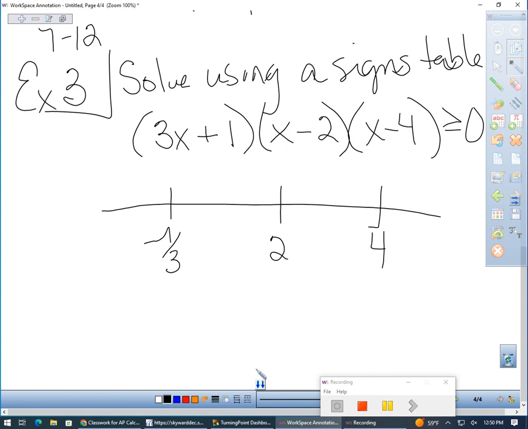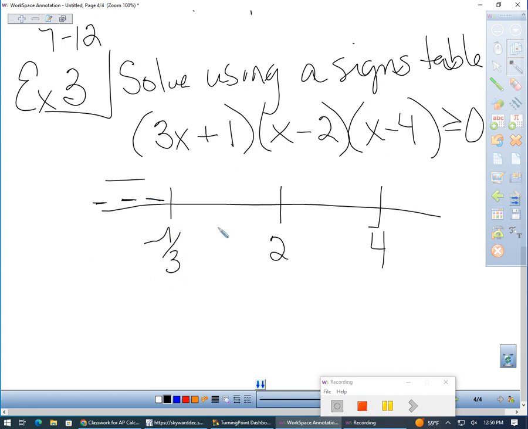All right, now I need to pick a number to plug in that's smaller than negative 1/3. Negative 1, I agree. Sometimes students prefer to do it this way too. If I plug negative 1 in here, I get 3 times negative 1 is negative 3, plus 1 is negative 2. So in my first parenthesis, I have a negative. Negative 1 minus 2 is negative 3, so I also have a negative in the second parenthesis. Negative 1 minus 4 is negative 5, or a negative. If I multiply 3 negatives together, what do I get for my answer? A negative. So this is a negative in my first interval.